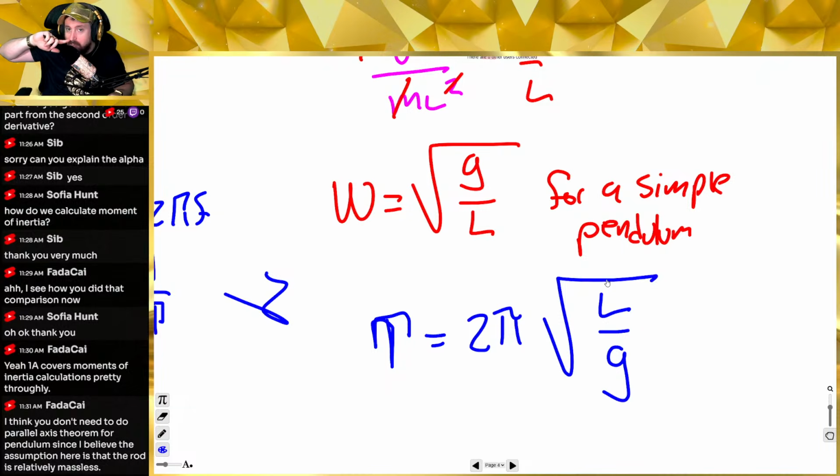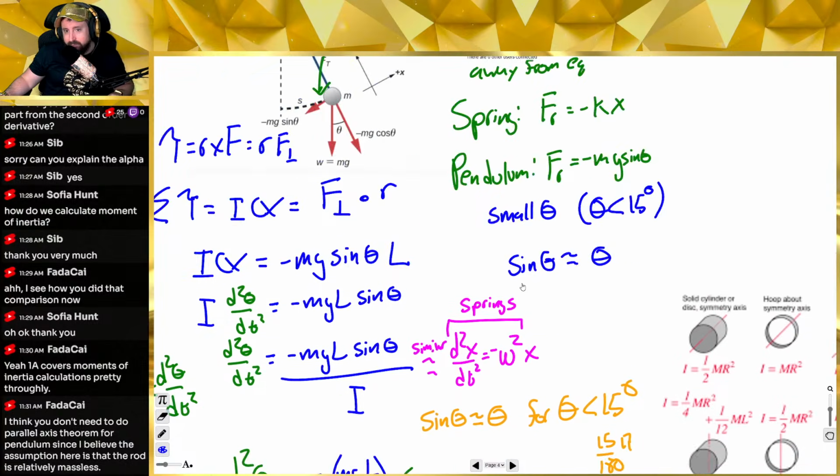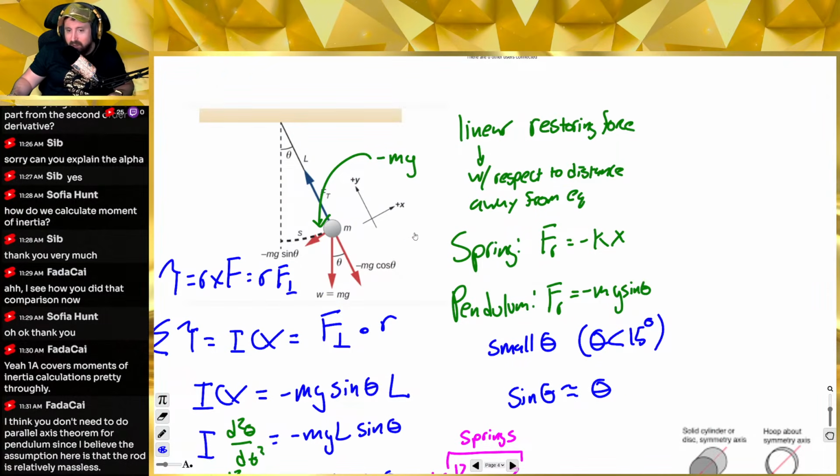Oh, the assumption is the rod is massless? Oh, okay. Oh, you're right. It's just a point mass. Yeah, it's just m r squared. I got you. Yes, sorry, it's not a rod. Fedekai has a good point here. We just assume this is a point mass. That's totally correct. So for a point mass, I is just equal to m r squared. Very good point, Fedekai.